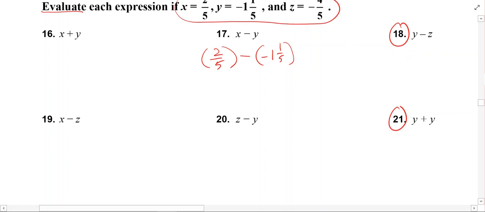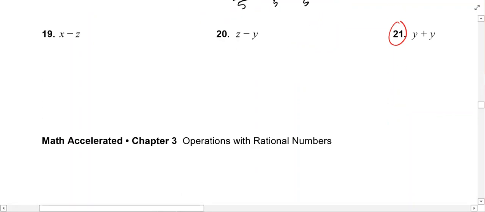So I'll use the additive inverse here, and then I'll change this mixed number to an improper. 5 times 1 is 5, plus the 1 is 6/5. That's going to be 8/5, and that's in the simplest form. So be careful with those, with your signs, your substitution property, all those things.